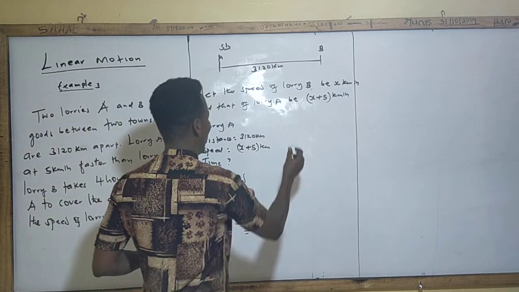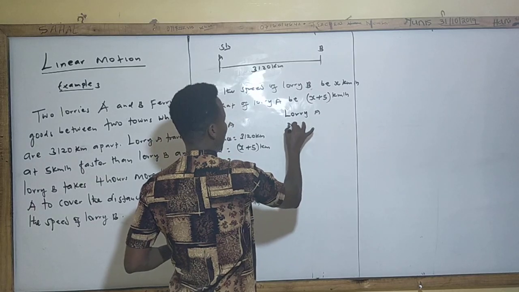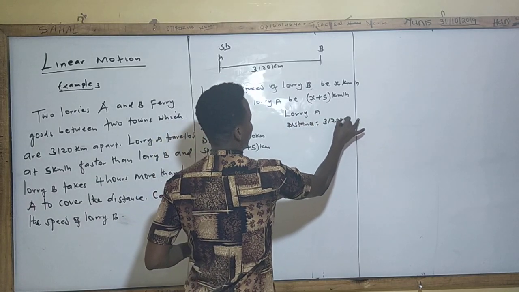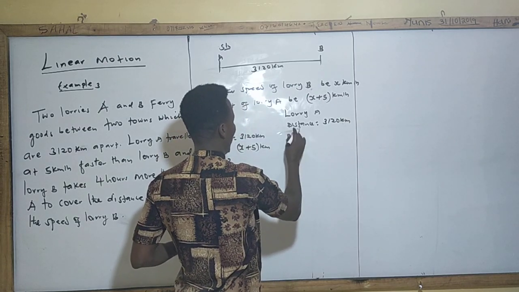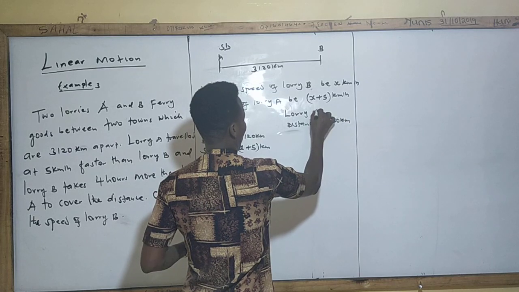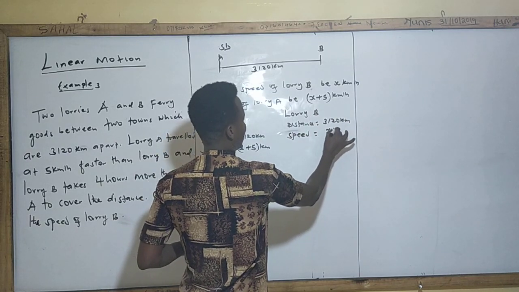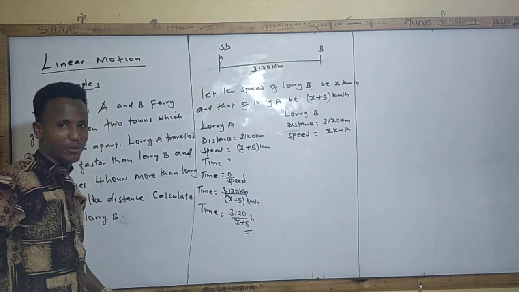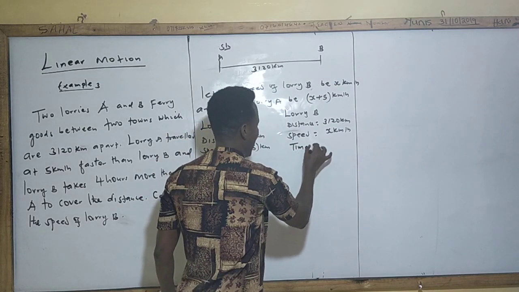Let's also come for lorry B. I know distance is the same, 120 kilometers. I know the speed of lorry B. Sorry, this is lorry B, not lorry A. Speed is x kilometers per hour, because I said let the speed of lorry B be x kilometers per hour. You understand that? So time is under question mark.